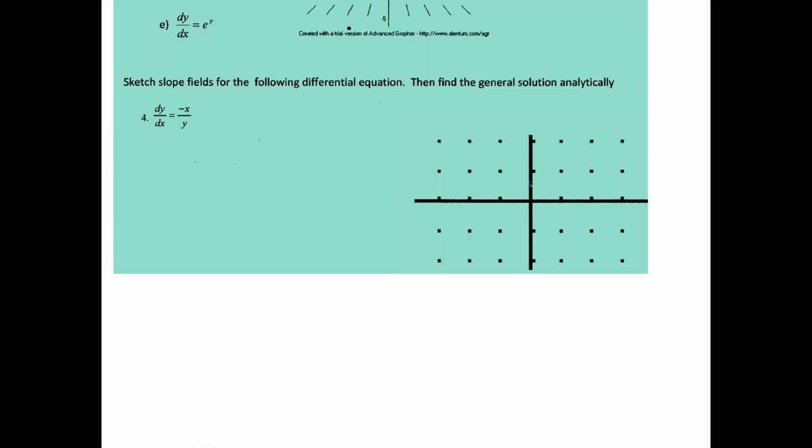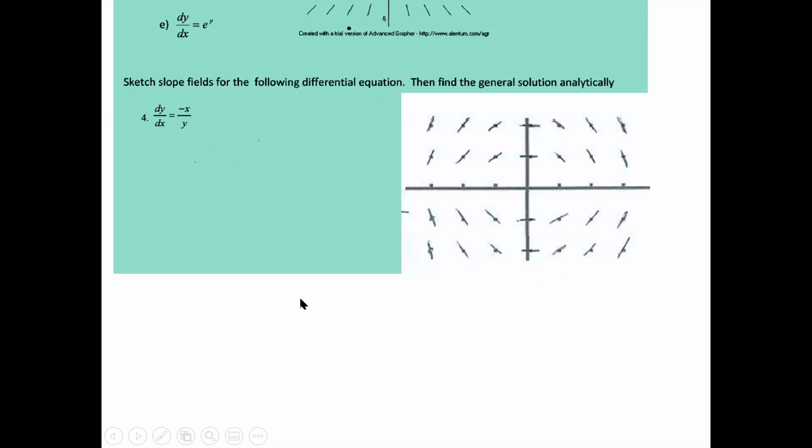Okay, so I'm going to have you guys go ahead and practice with this one. Sketch a slope field for the following differential equation, then find the general solution analytically. And take a look at your answers. So now that you have done the slope fields for this, I'm going to show you the way that you can actually find the equation for the graph by using integrals.